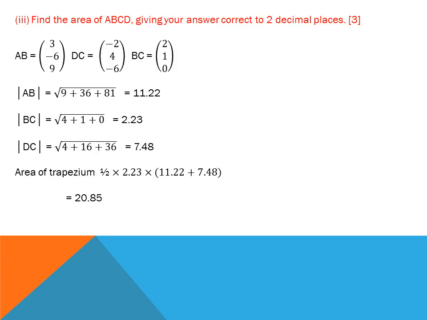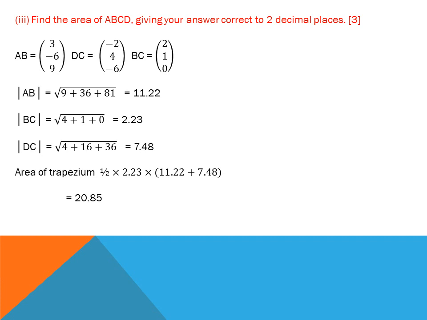Find the area of ABCD. Here I applied the formula: area of trapezium is equal to 1 over 2 into height, the perpendicular height, into the sum of parallel sides. I have already proved that BC is perpendicular. I found the magnitude of BC, which is 2.23, DC which is 7.48, and AB which is 11.22.